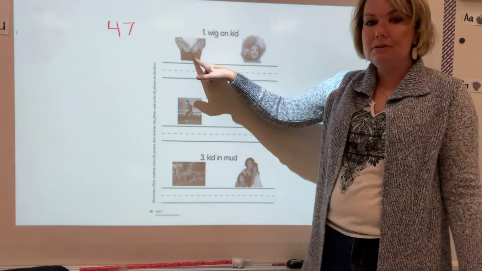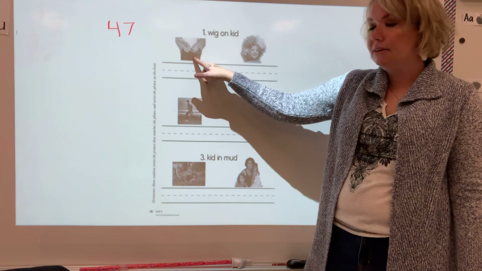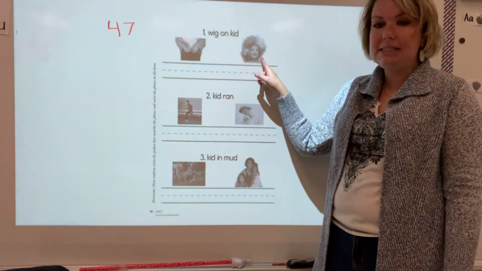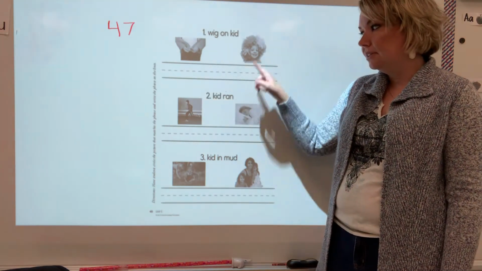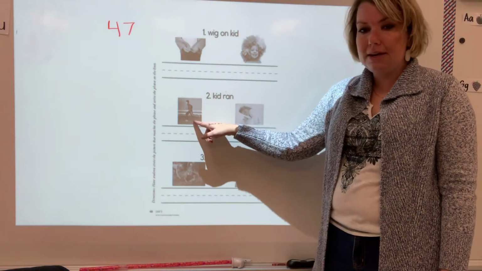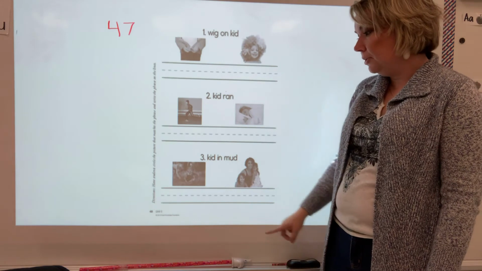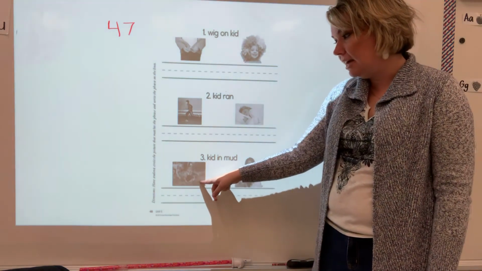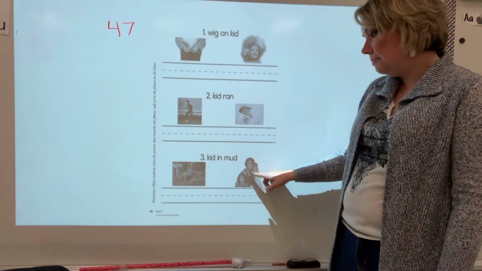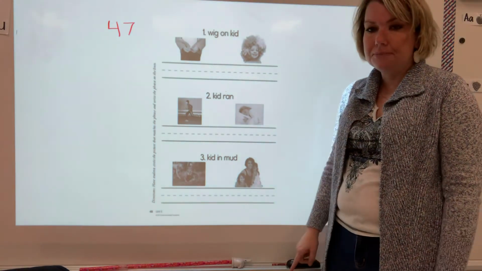Here we have a girl zipping her jacket. This little girl has a silly wig. Here is a boy running and a girl taking a nap. And on number 3, there's a boy in the mud and a mom with her 2 daughters.